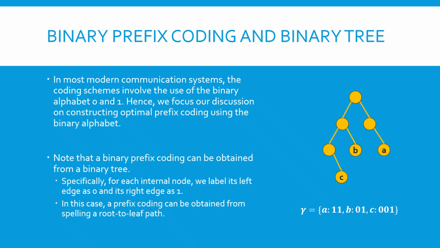The code word for a character is given by the sequence of edge labels along the path from the root to its leaf. Because any two root-to-leaf paths must diverge at some point, no code word can be a prefix of another. Thus, the set of code words defined by the tree is prefix-free. For example, in the binary tree shown on the right, the character A is reached by following two right edges, giving the code 11. Similarly, B is encoded as 01 and C is encoded as 001.